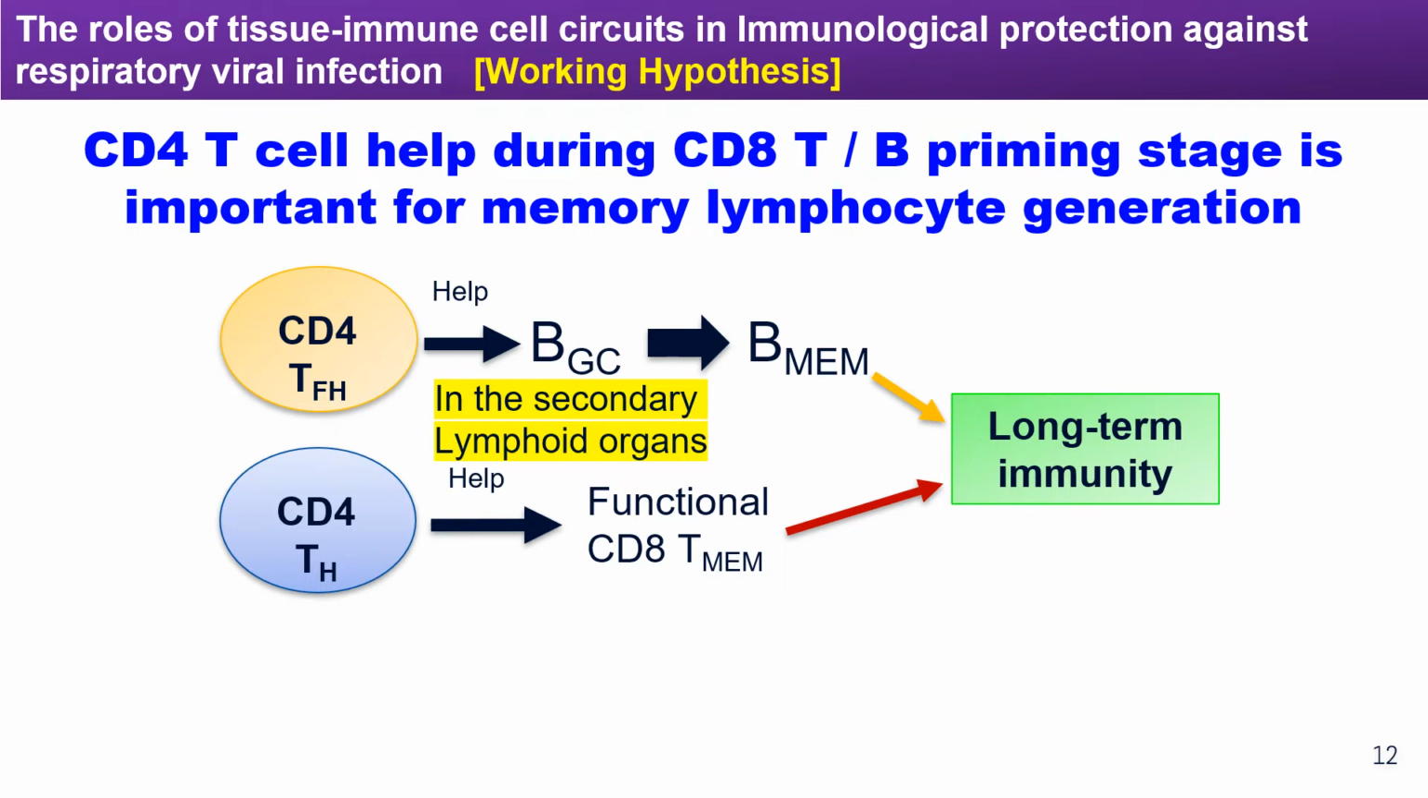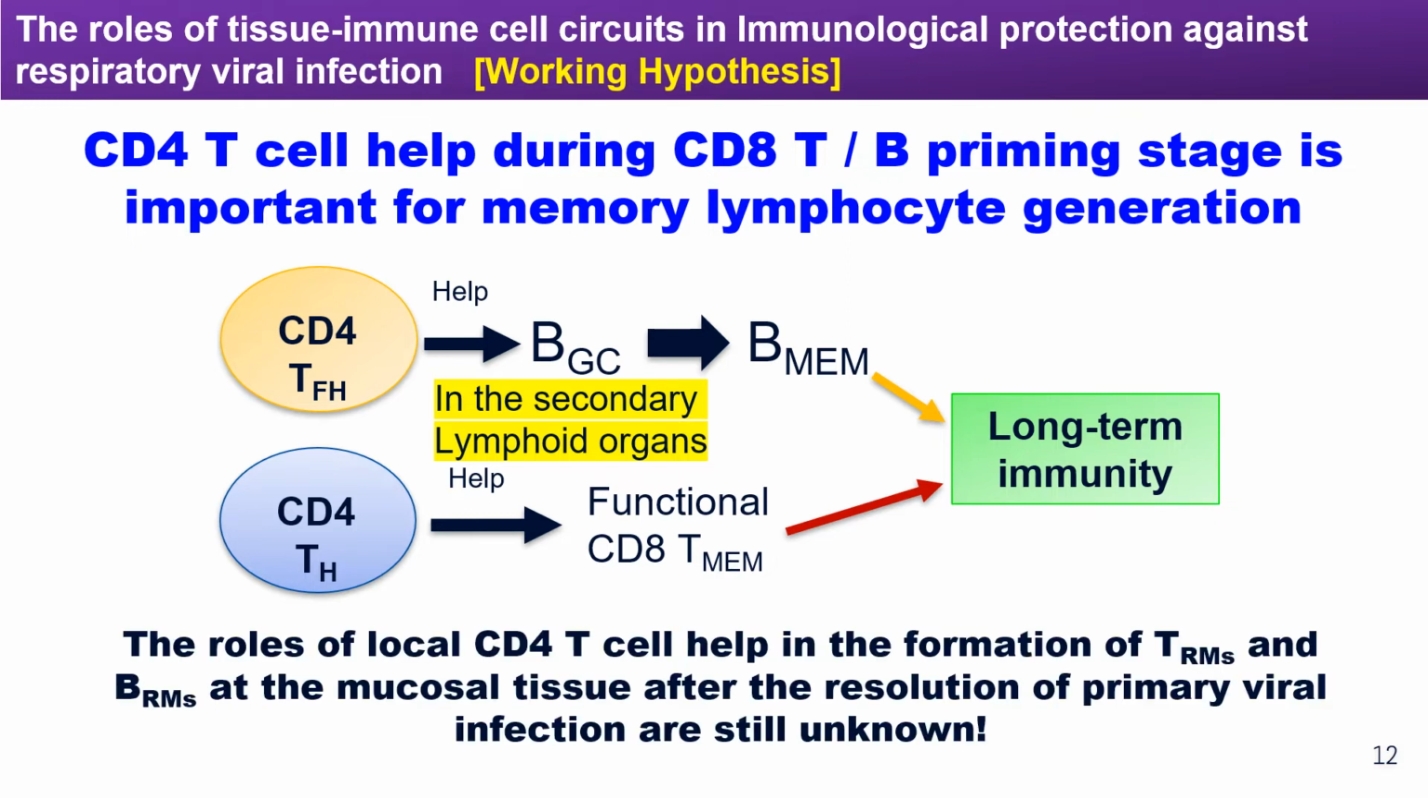Those responses are one of the key players in long-term immunity. But all of those responses happen in the lymph nodes or spleen, the secondary lymphoid organs. The roles of local CD4 T cell help in the formation of TRM and BRM at the mucosal tissue after resolution of primary viral infection are still unknown.